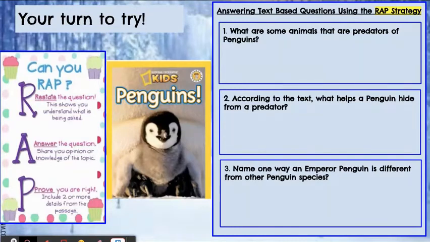So you're going to restate the question so that you can show me that you understand what is being asked. Then you're going to answer the question. You're going to share your opinion or knowledge of the topic. Because you're going to read the book, The Penguins, you're going to know the answers to these questions. But you're going to use what is in the question to show me your understanding. So again, you're going to restate the question. Use words from the question to answer your question. And then you're going to prove that you are right. So you're going to include 2 or more details from the passage, just like I did. All right, boys and girls, I know you could do this. Let's go.